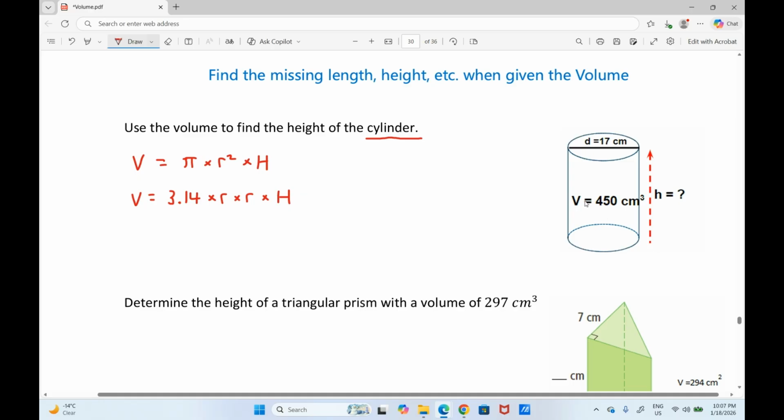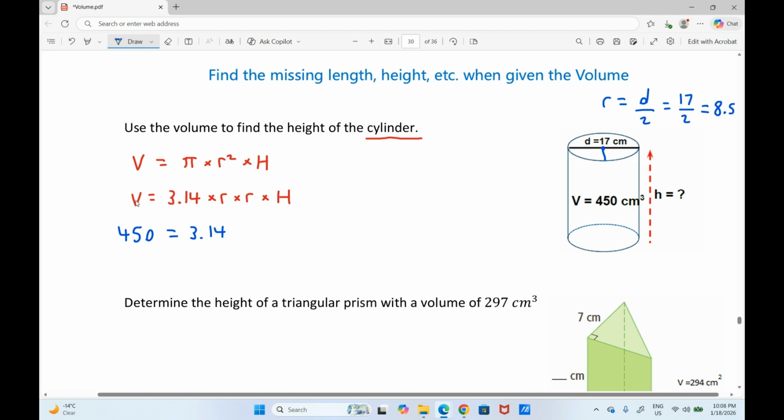Now here in this question, I'm already given the volume of the cylinder. It's 450 centimeters cubed, so I'm going to write that down. I'm already given the volume as 450. It's equal to 3.14, and I have the diameter equals 17. If diameter is 17, that means the radius is just half of my diameter, because radius is just from the center to the edge. So it's diameter divided by 2. My diameter is 17, so 17 divided by 2 is 8.5. So 8.5 is going to be my radius.